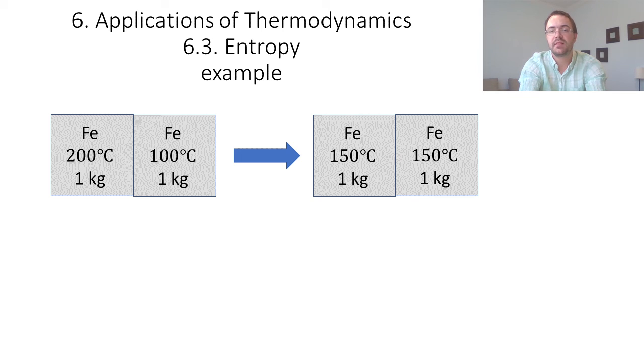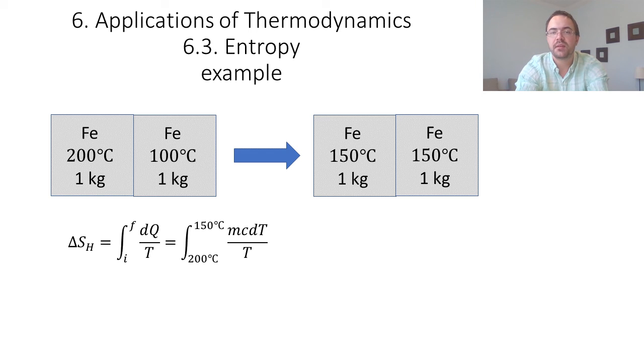But again, to calculate the entropy change, we can imagine another process where it would be quasi-static. For example, we could slowly remove heat from the hot block using a long rod, which would then slowly transfer the heat to the colder block. So let's calculate the entropy change for the hot block. We have delta S is equal to the integral of dQ over T. And for the hot block, the initial temperature is 200 degrees Celsius, and the final temperature is 150 degrees Celsius, and dQ is equal to mc dT.